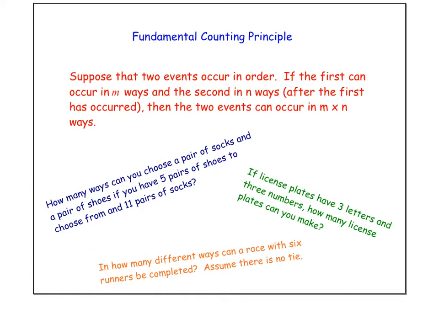Examples that we're about to solve are things like this. How many ways can you choose a pair of socks and a pair of shoes if you have 5 pairs of shoes to choose from and 11 pairs of socks? If license plates have 3 letters and 3 numbers, how many license plates can you make? In how many different ways can a race with 6 runners be completed? Assume there is no tie. We will solve all 3 of these problems using this fundamental counting principle.